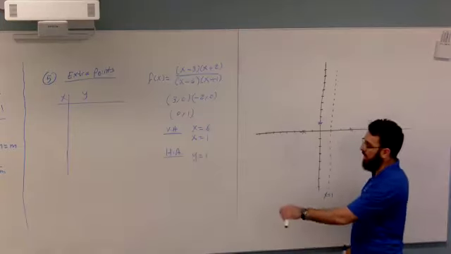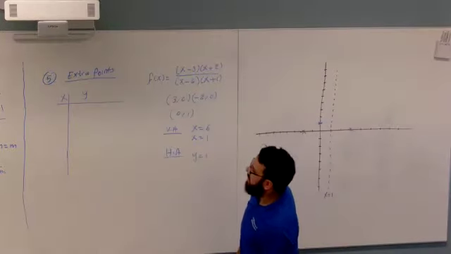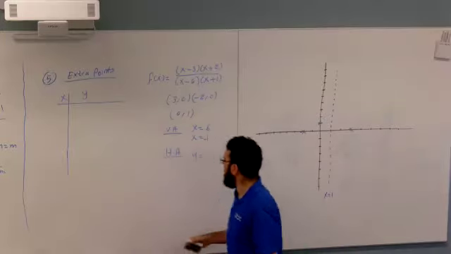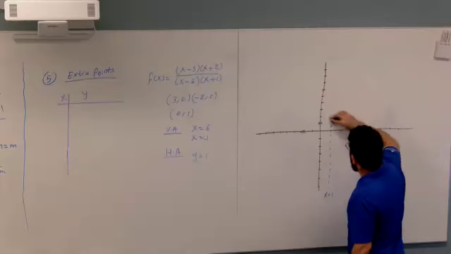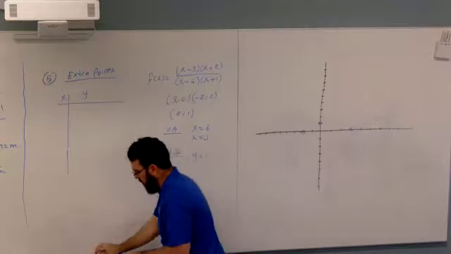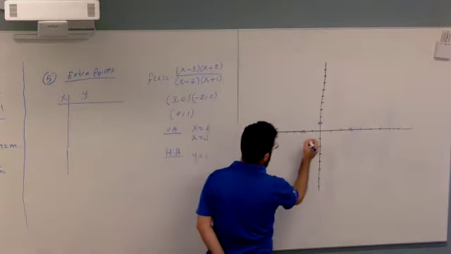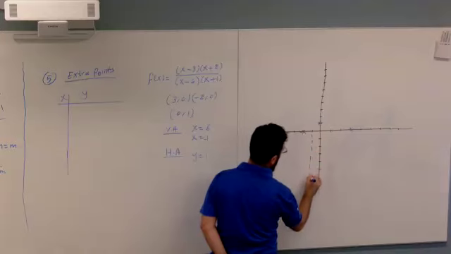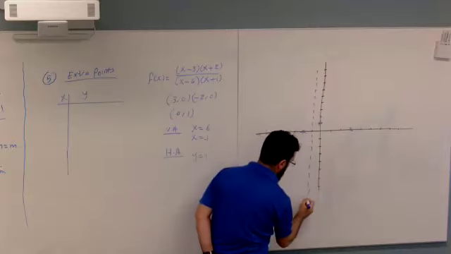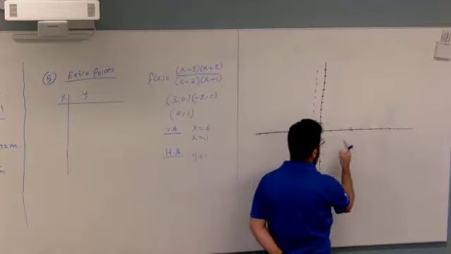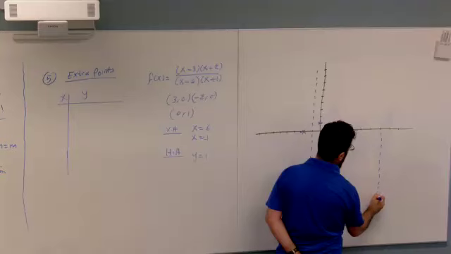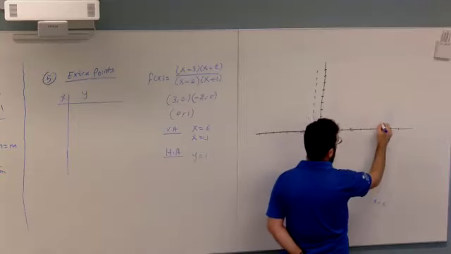What else? He goes -1. Oh, yes, you're right. It's negative 1. Perfect. So it's going to be -1. The other one is what? It's equal -1. And the other one is 6. 1, 2, 3, 4, 5, 6. X equals 6.